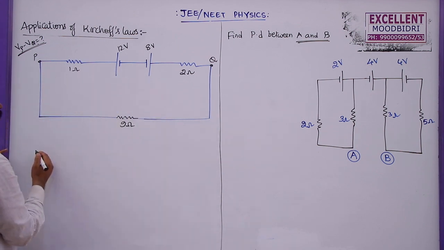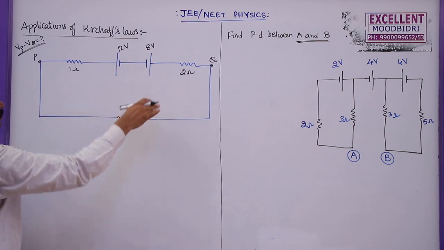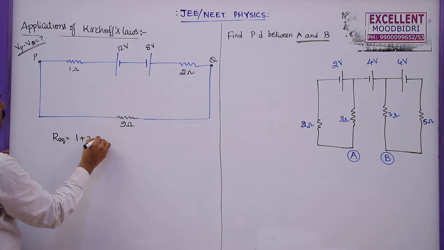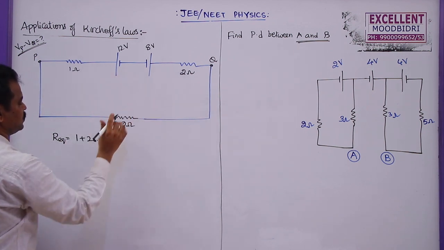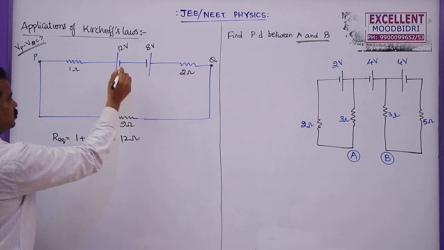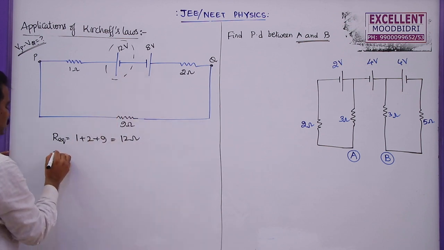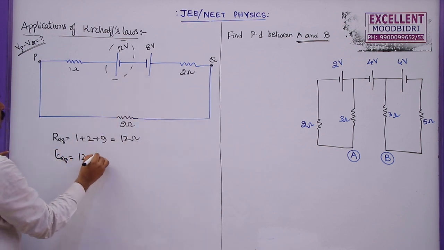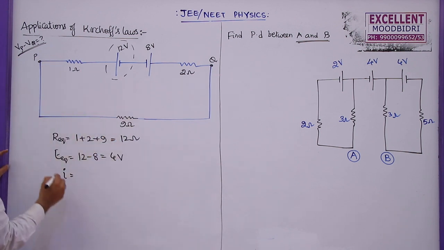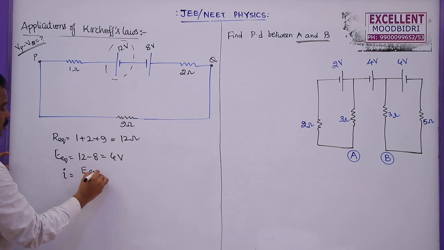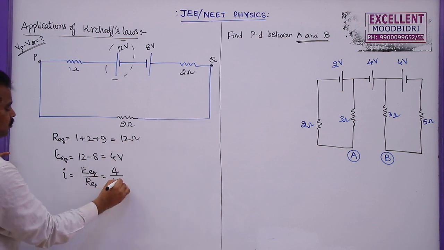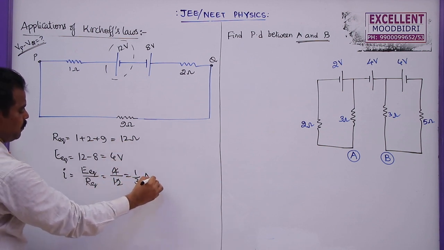So now let me find out the total resistance of this total circuit. R equivalent is given by 1 plus 2 plus 9. This is 9, 10, this is 12 ohms. And out of these two, this is the bigger cell than this one. So E equivalent is given by 12 minus 8, 4 volts. So what is the current that is passing through this one? I is equal to E equivalent by R equivalent. E equivalent is 4, R equivalent is 12. This is 1 by 3 amperes.